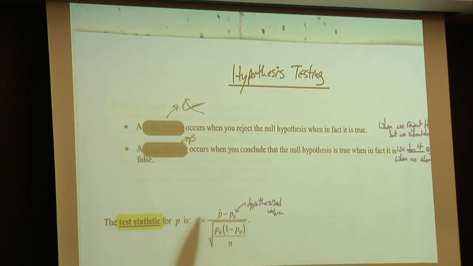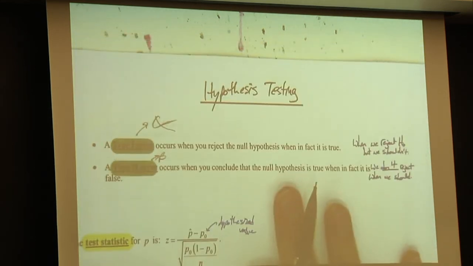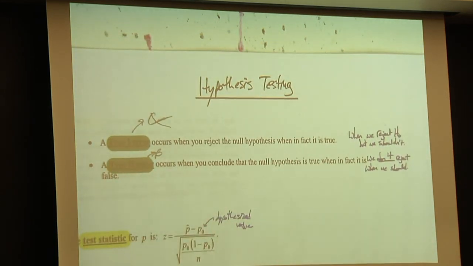So if you're given a problem and they say use alpha of 0.05, and one of the questions is, what's the probability of making a type 1 error? Don't think about it. Just pick the answer that is 0.05. It's just your alpha. That is your probability of type 1 error. Okay? It's really that easy. Type 2 error gets a little bit trickier. Just know that they are inversely related.